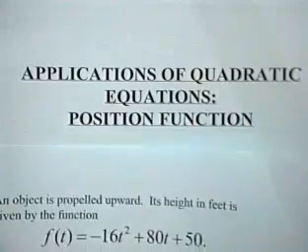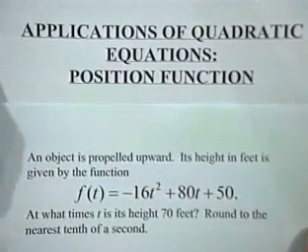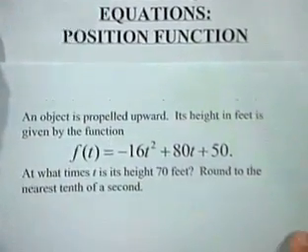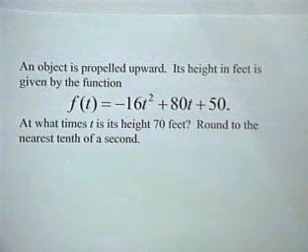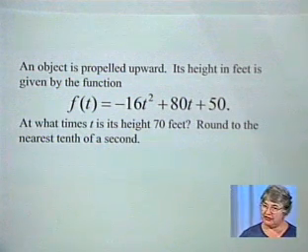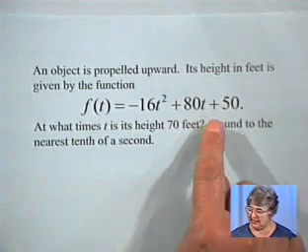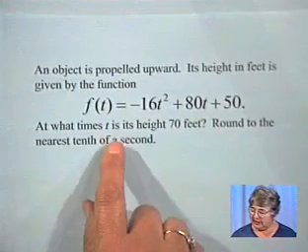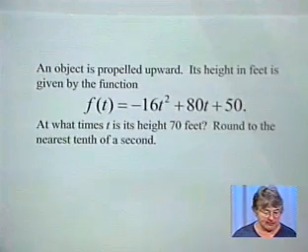Okay, now we're going to look at an application of quadratic equations, and that is the position function. You'll have different ways that this position function is going to be. The problem says an object is propelled upward. Its height in feet is given by the function f of t, which is equal to negative 16t squared plus 80t plus 50. At what times t is its height 70 feet? Round to the nearest tenth of a second.